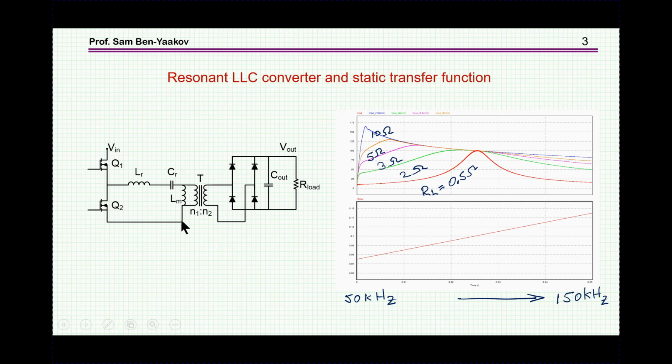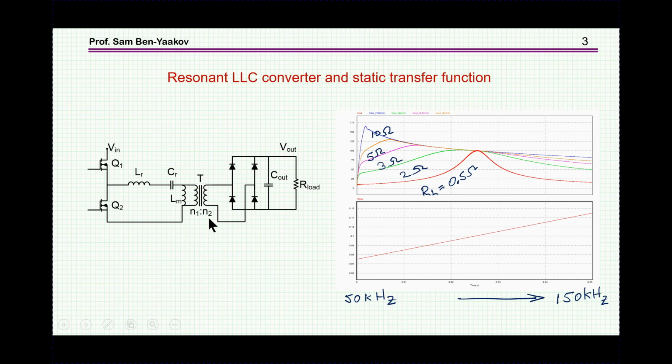Now the static transfer function of this stage, that is, as we move the frequency, this will be the output, and this is for different loads, starting from 0.5 ohm, this is this load, to 10 ohms, is typically shown like this. What we see here is really the resonant nature of this circuit.